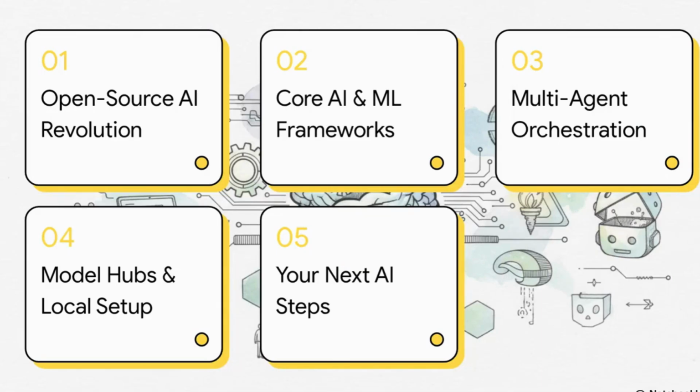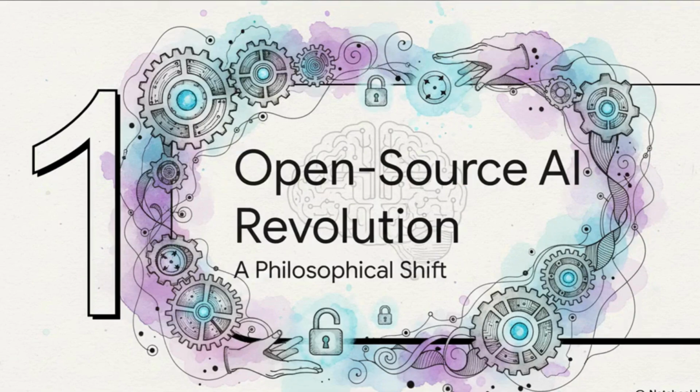Here is the roadmap for today's Explainer. We're going to treat this like a tour of a builder's workshop, moving from core concepts to actual setup. We'll hit 1. The open source AI revolution, 2. Core AI and ML frameworks, 3. Multi-agent system orchestration, 4. Model hubs and local setup, and finally 5. Your next AI steps.